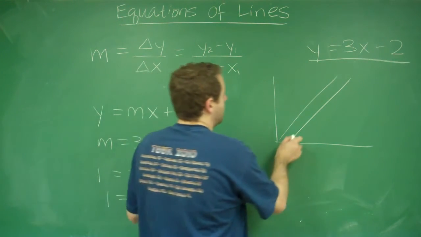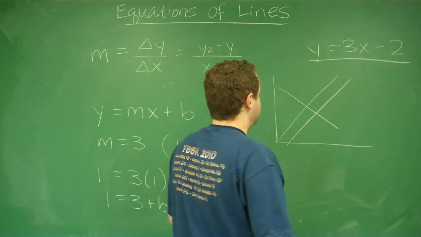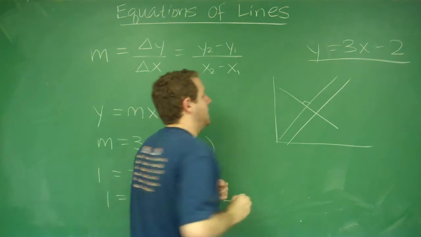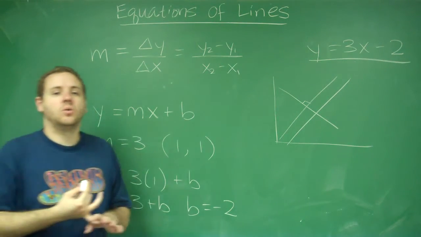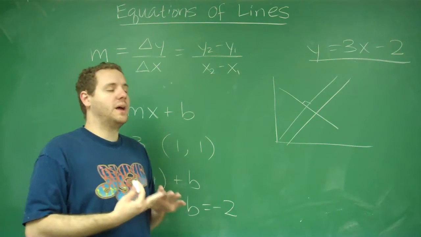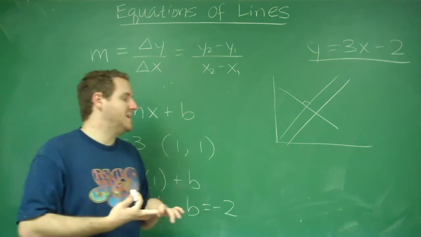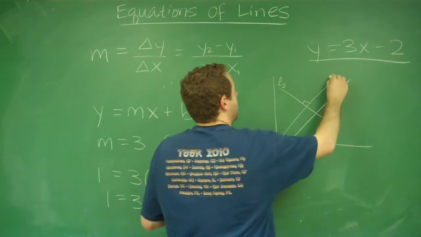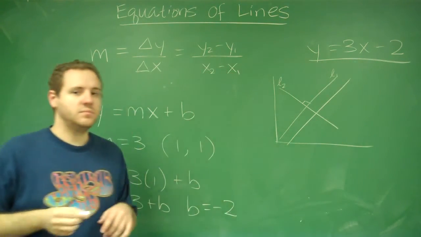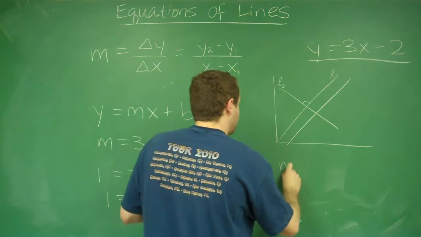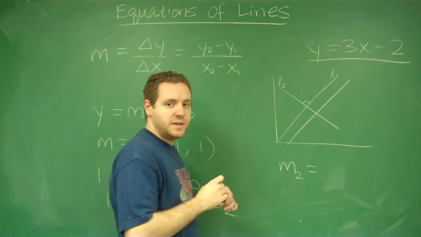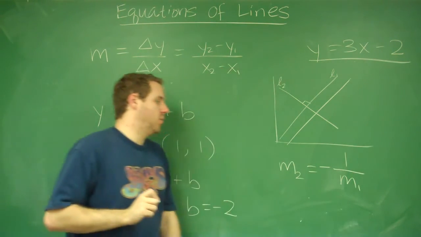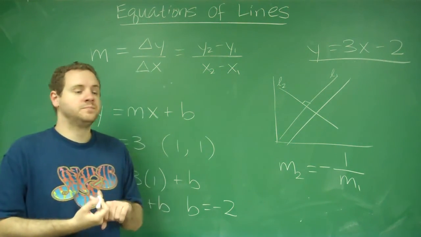If you have two lines that are perpendicular, perpendicular lines means they cross at a 90-degree angle. So when you have one line that is perpendicular to another, what you need is the opposite reciprocal. So let's call this line 2, and this one here line 1. What this tells you is that the slope of line 2, m2, has to be the negative reciprocal of the slope of line 1, which I'm writing as m1.